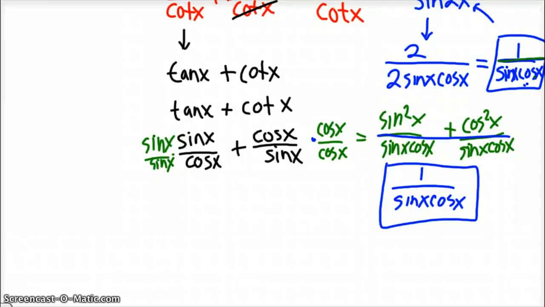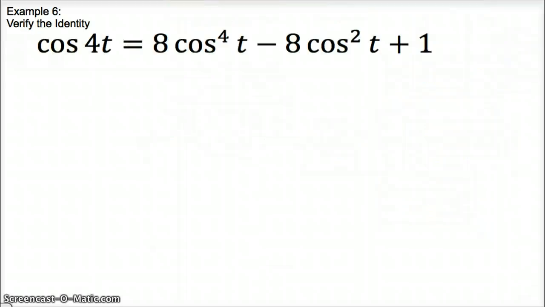So leaving things in tangents and cotangents and cosecants may be helpful. It may keep your life a little bit simpler. So let's take a look at another verifying identity. So here's example 6, the final example for the section.